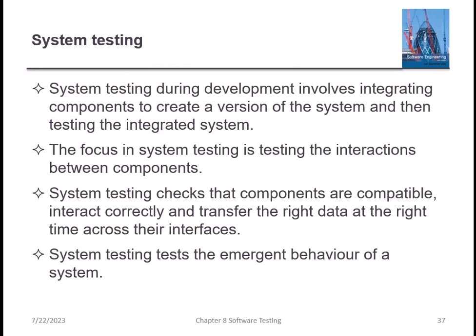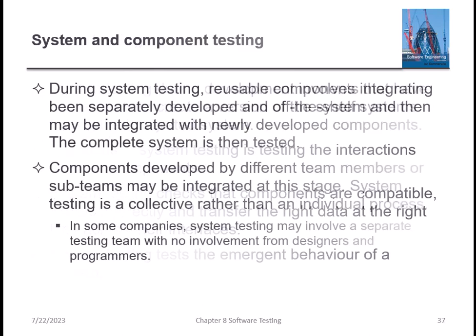Now system testing. System testing during development involves integrating components to create a version of the system and then testing the integrated whole system as one unit, one largest unit. The focus in system testing is testing the interaction between the components which comprise the system. System testing checks that the components are compatible, interact correctly or are integrated in the right way, and transfer the right data at the right time across the interfaces. System testing tests the emergent behavior of the system.